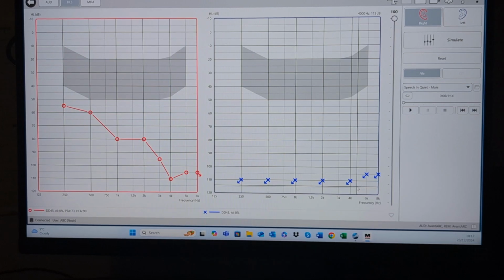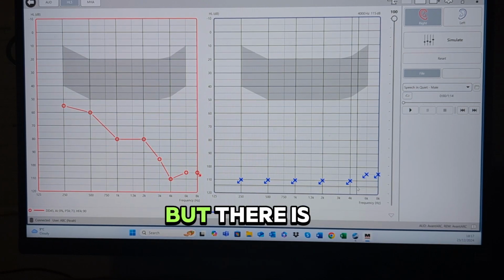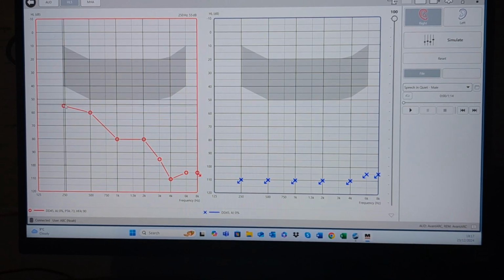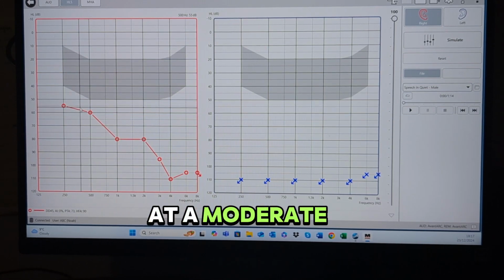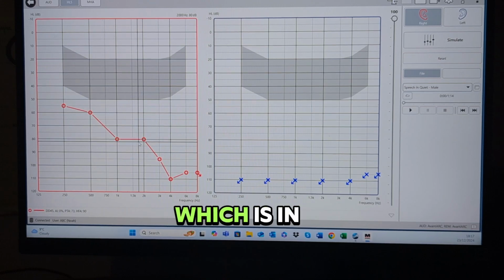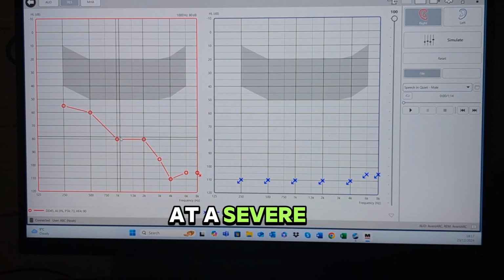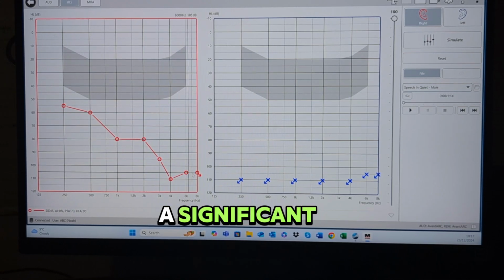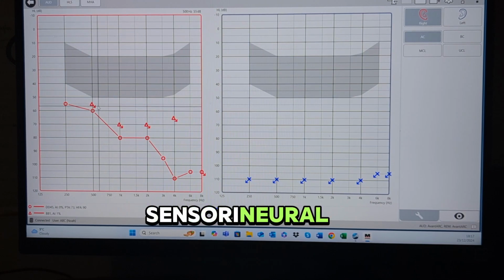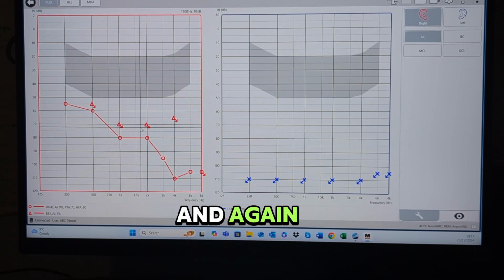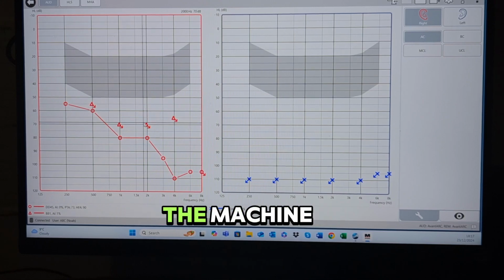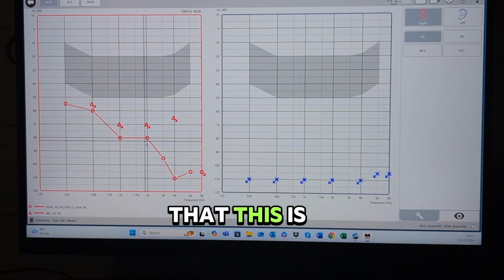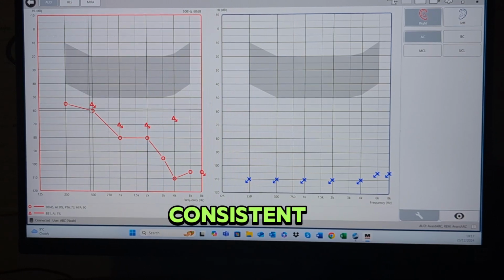Regarding the right side, there is hearing, there is aidable hearing, but there is quite a significant drop as well. So in the low frequencies, which is on this side of the chart, the thresholds are coming in at a moderate loss. As we go to the mid frequencies, which is in the middle of the graph, we are looking at a severe hearing loss. And as we go to the very high frequencies, it drops down to profound. So it's quite a significant drop. We know that this is most likely sensorineural because we have bone conduction values. And again, you can see the arrow pointing down, and that would mean that the machine can't go any further than that, and there's no response with the bone conduction values. But we would surmise that this is a sensorineural hearing loss based on the fact there were consistent responses for the air conduction testing.